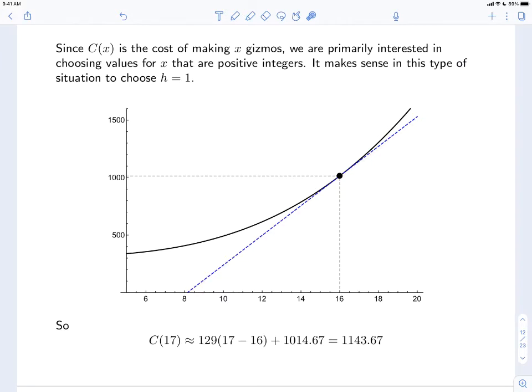So these are close together as long as x is really close to 16. 17 is not exactly close, but it's as close as you'll get when you're looking at integers. And if we just imagine drawing a vertical line through here, you can see that at this point, the curve is very close to the tangent line. So we would expect that the tangent line would give us a very good approximation of the actual value.